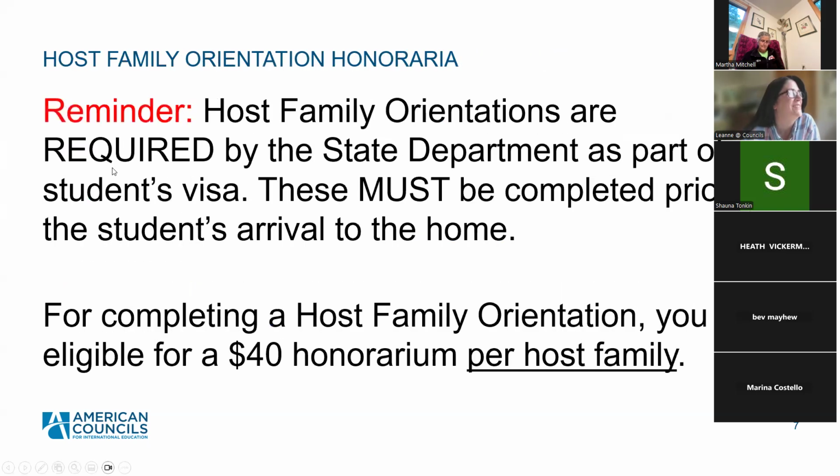All right. So remember, they're required. Even if the host family's done it 100 times before, they still have to do an orientation. It's still required every time. It's part of their visa. They must be completed before the student arrives to the home, and you will get your $40 honorarium per host family. Just remember, before the student arrives, host family orientation.